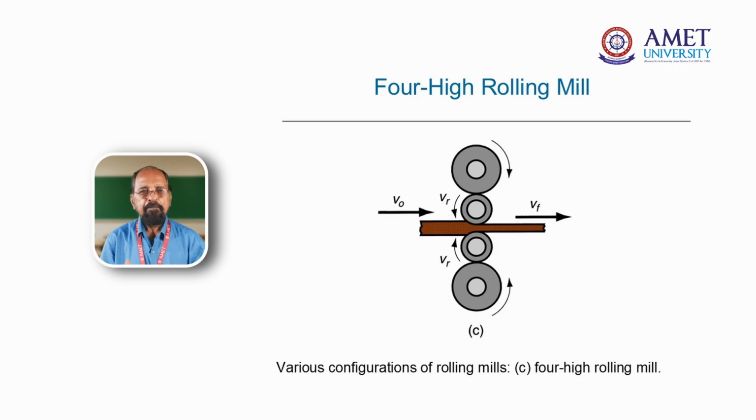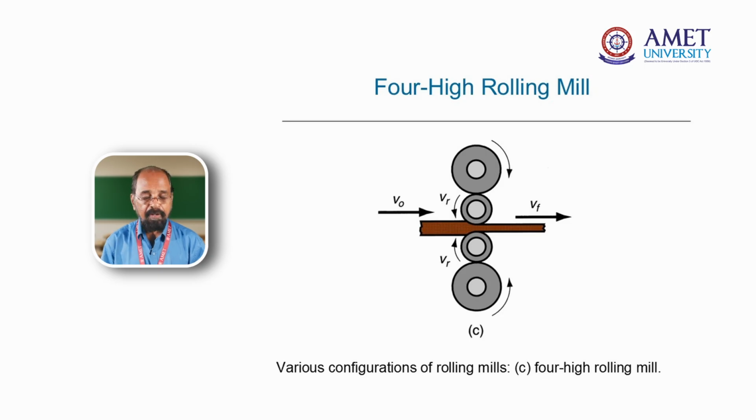In this process, the 4 high rolling mill allows more deformation to take place. Suppose you are going to use a 40 mm plate to be converted. By using the 4 high rolling mill, you can reduce it to 2 mm thickness, because more force can be applied and more compression can be given in this process.